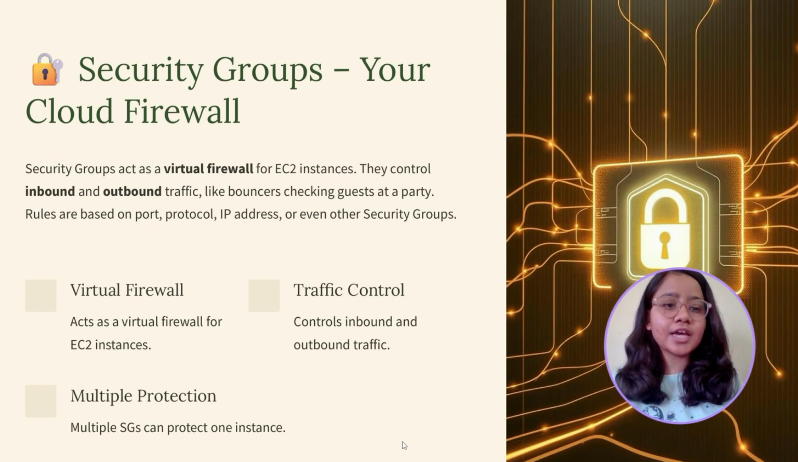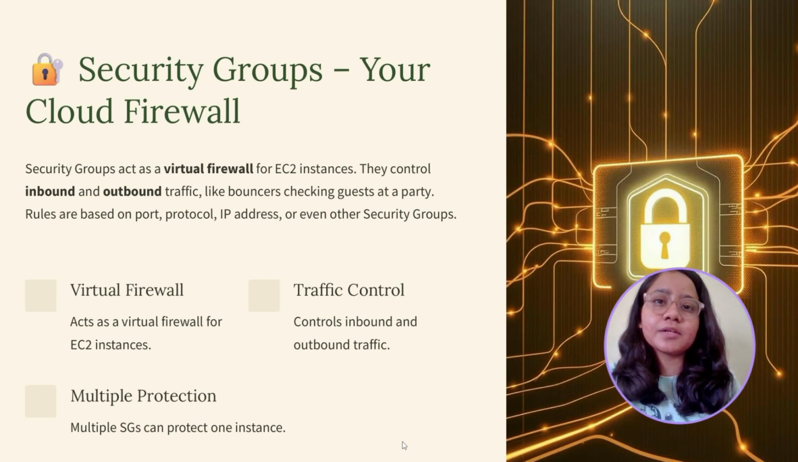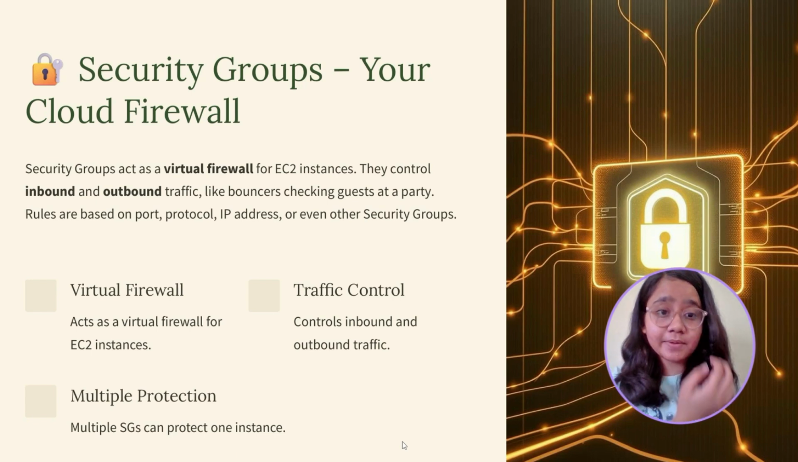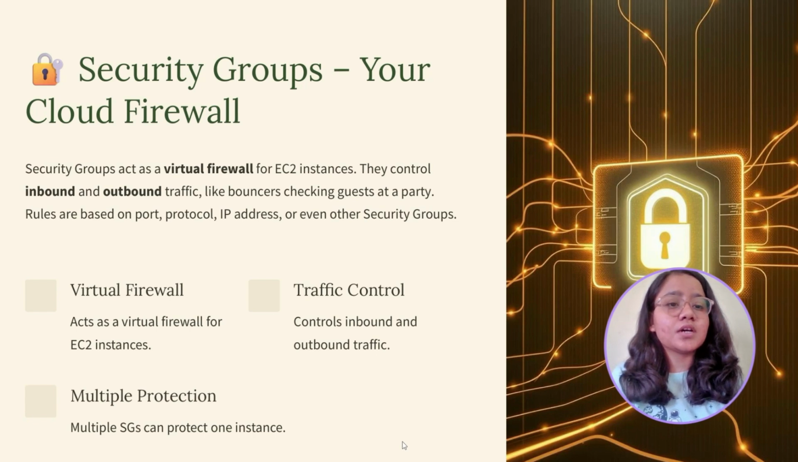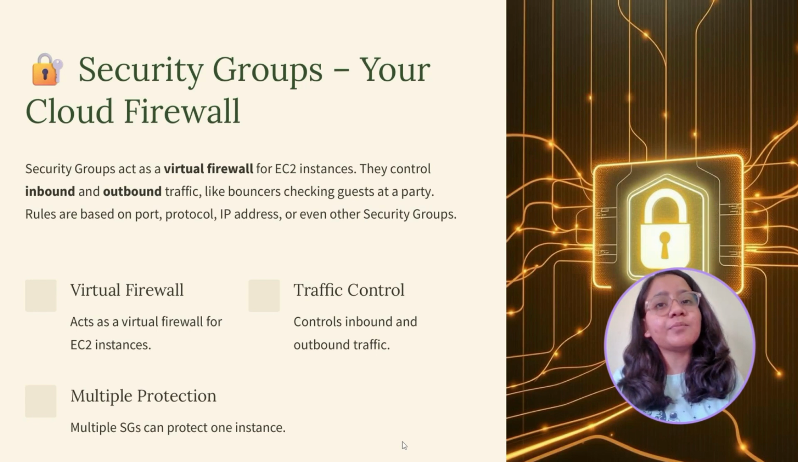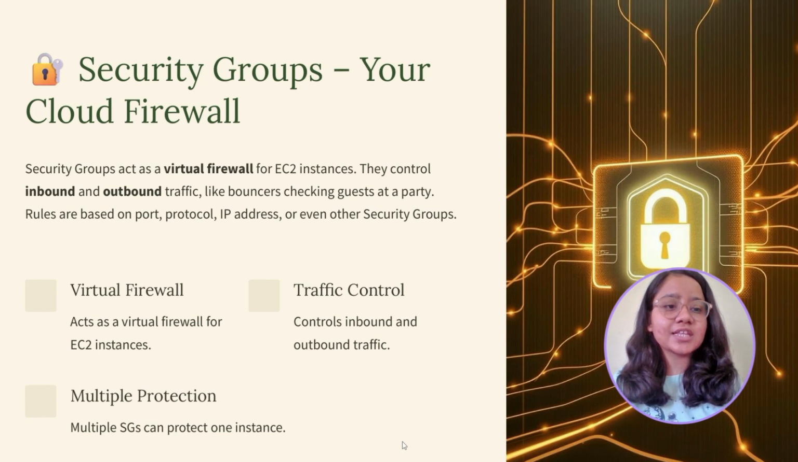Imagine hosting a party at your house. You don't want random people walking in, only invited guests. Similarly, a security group has rules for who can access your instance. For example, port 22 allows SSH, port 80 allows HTTP traffic, and port 443 is for HTTPS. You can associate multiple security groups with a single instance, layering them like bouncers at different entry points.